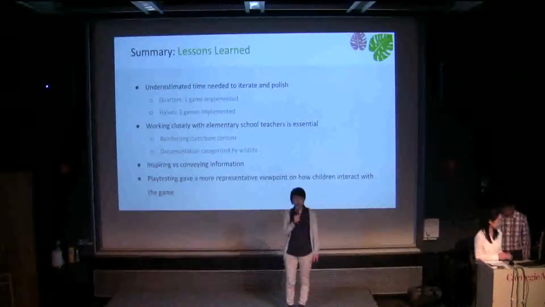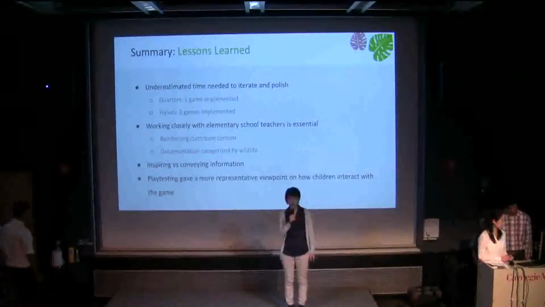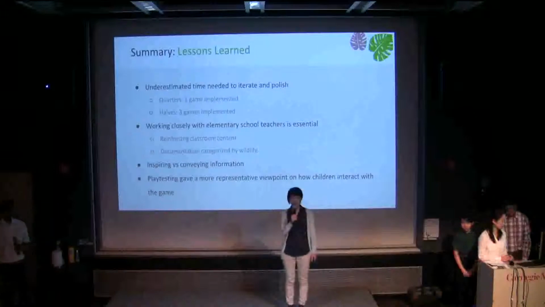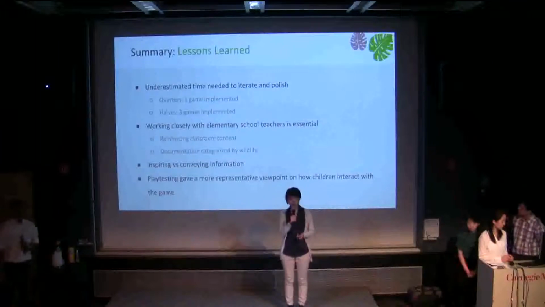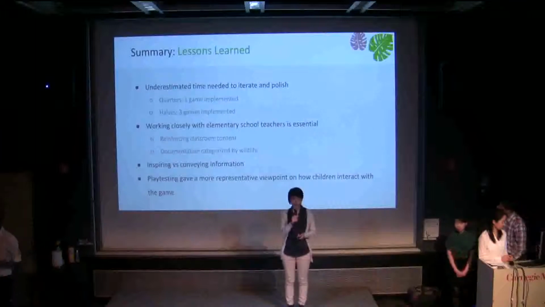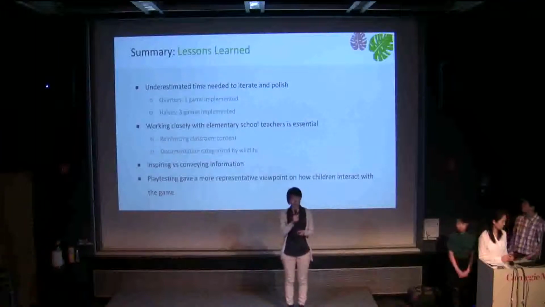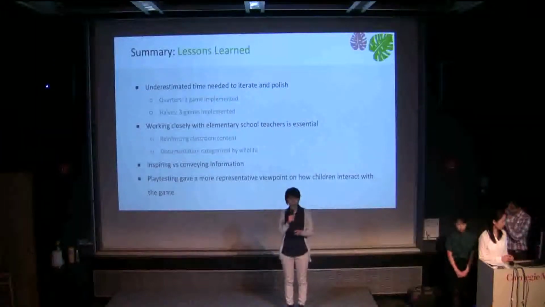Firstly, we underestimated the amount of time needed to iterate and polish 12 games in a journal. After quarters, 1 game is implemented. After halves, 3 games are implemented. At the end, we put in a lot of effort to complete the other 9 games and polish the whole product.